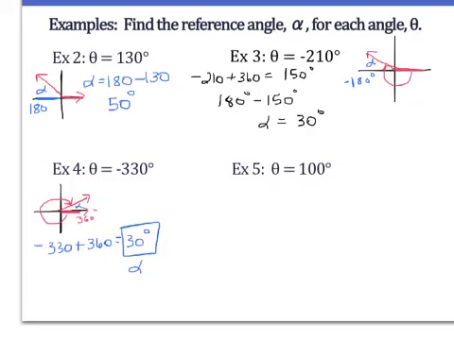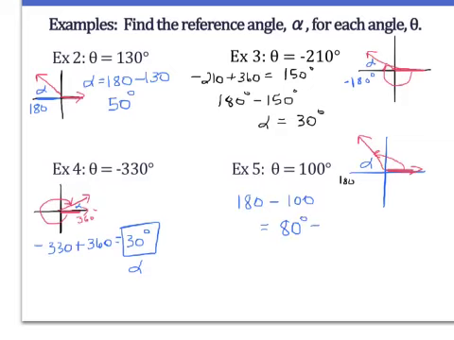Okay, last one. I'll do a little sketch. This one's a counterclockwise angle. We'll start here, and it goes about right there. Now my closest x-axis is right here at 180. So alpha, my reference angle, is in there. So we'll have 180 minus 100 equals 80 degrees. And this is alpha.